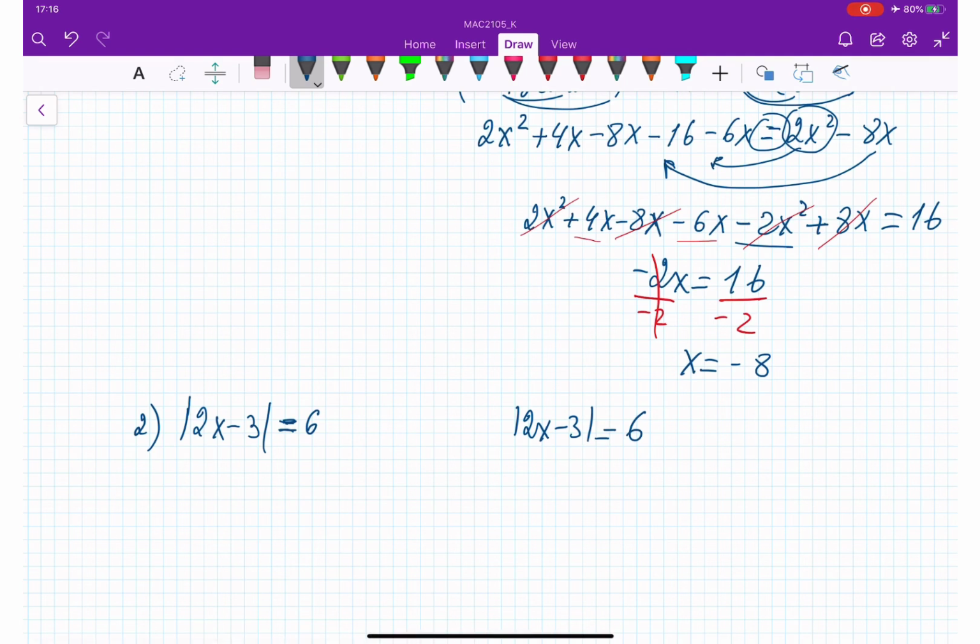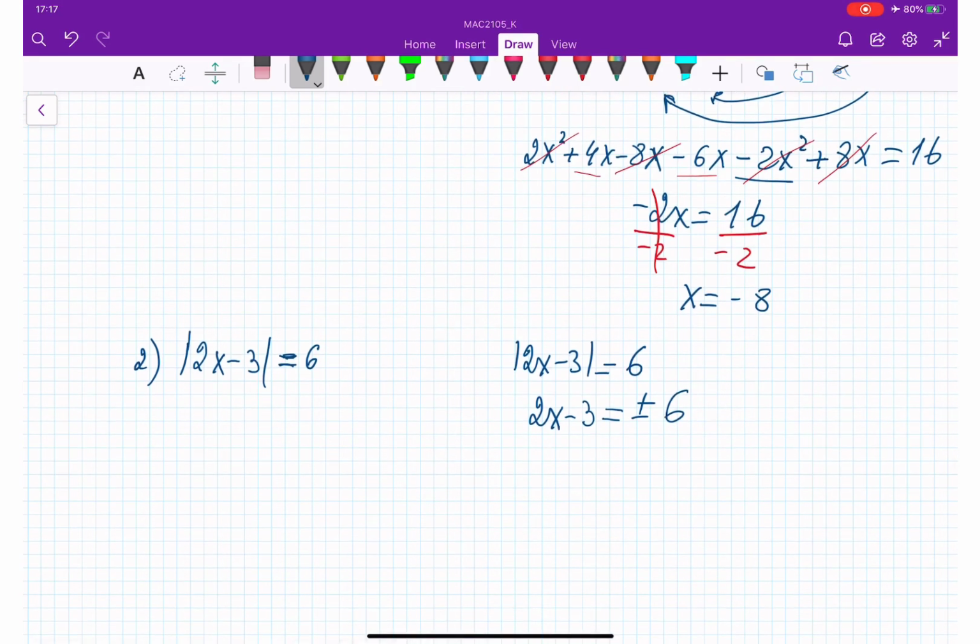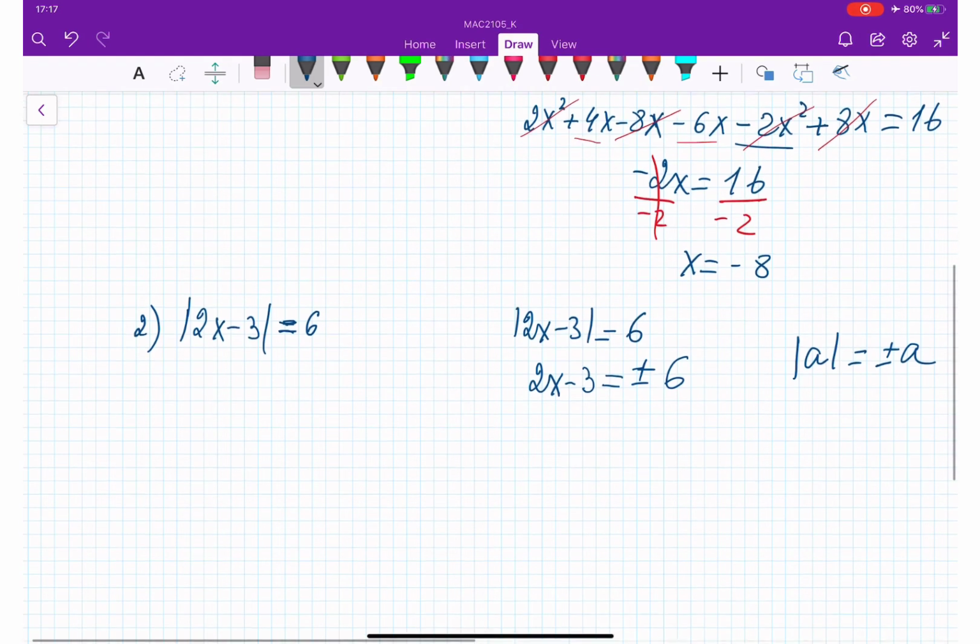All right, so when we take off the absolute value, that means 2x minus 3 is going to be equal to plus or minus 6. Okay, because it's going to be plus or minus 6. So the absolute value of a, for example, if you have the absolute value of a, it can be plus or minus a. All right. So from here, what do we have? 2x is equal to plus or minus 6 plus 3, because I'm moving this 3 here.